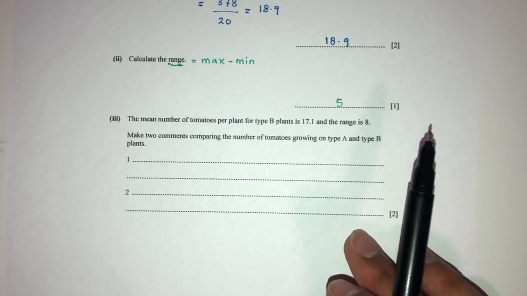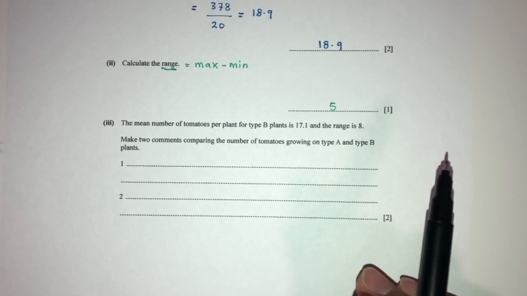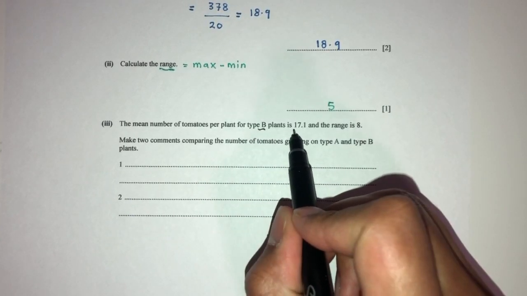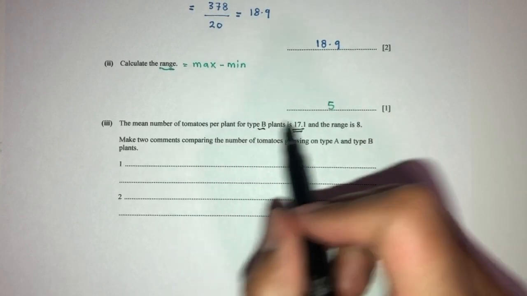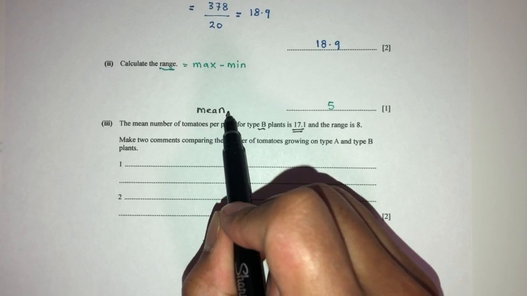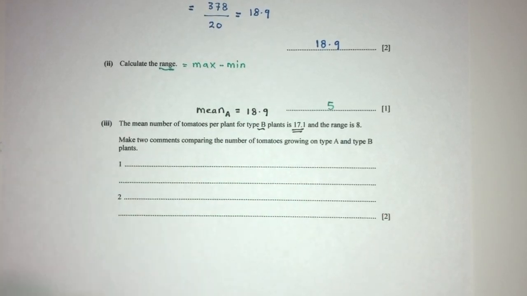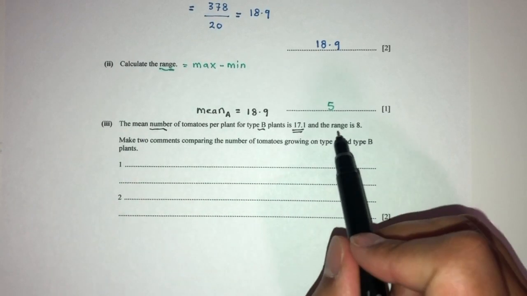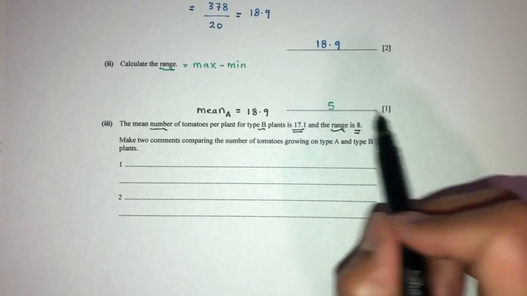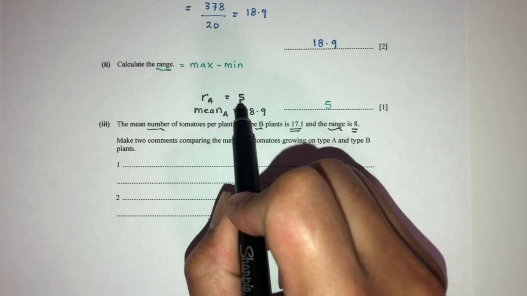Now let's move on to part 3 of your question. What do we have over here? The mean number of tomatoes per plant for type B is 17.1. So by comparison, the mean for type A was found to be 18.9. And the range for type B is 8. So the range of A was found to be just 5.